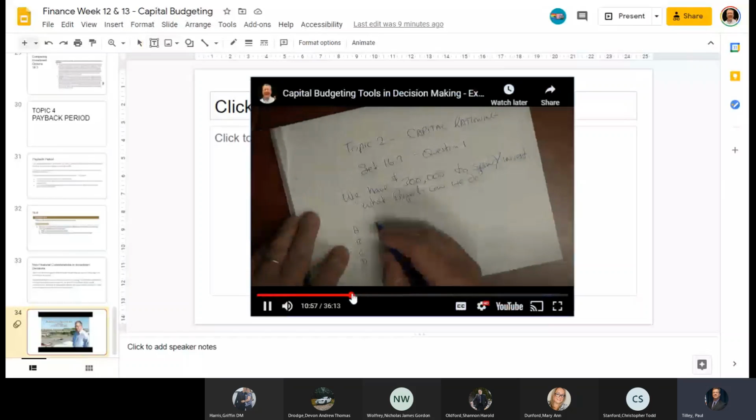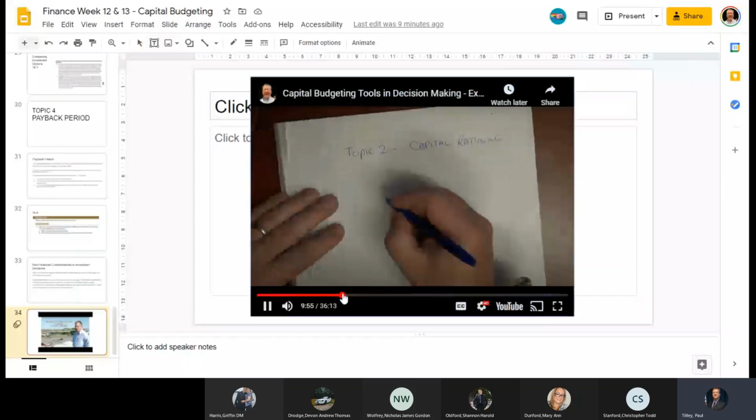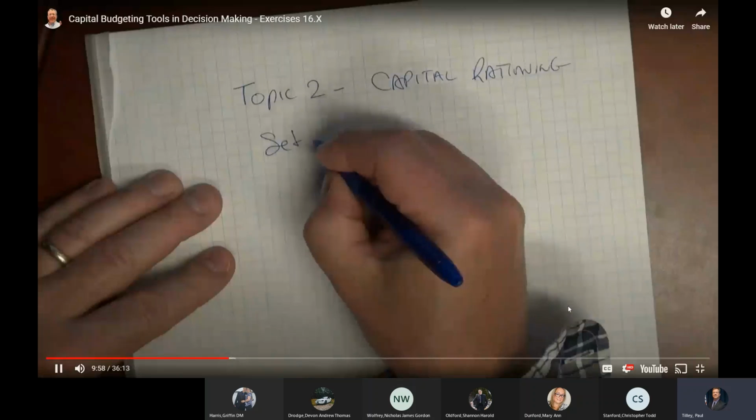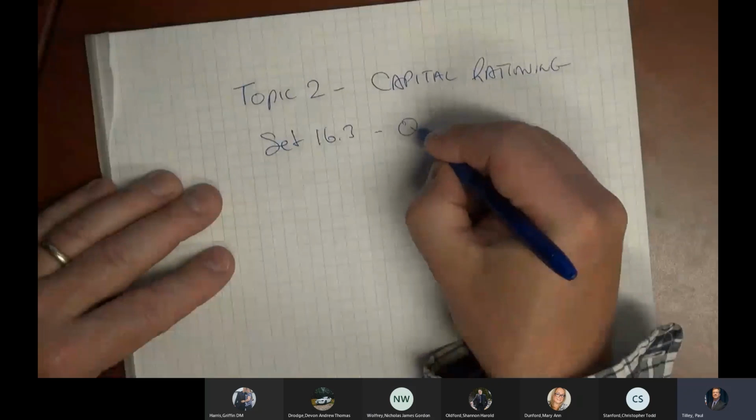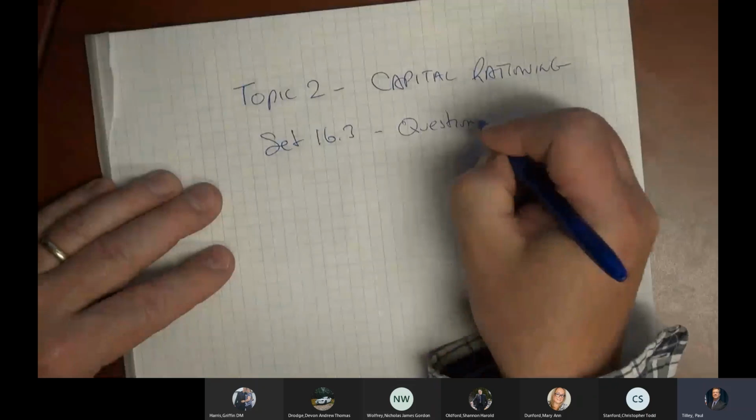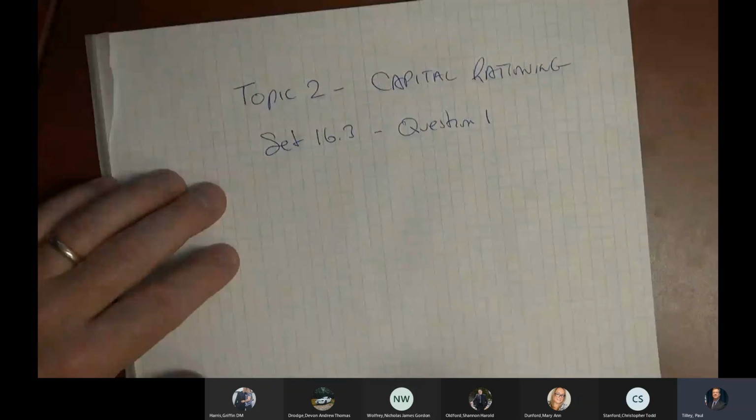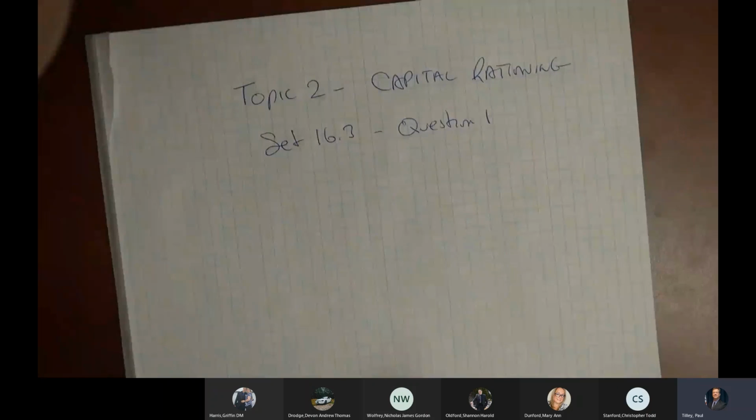Okay. So in set 16.3, question 1, we see a good example of capital rationing. A firm has identified the following 4 investment opportunities and calculated their net present values. If the firm's capital budget for the period is limited to $300,000, what project should be selected?